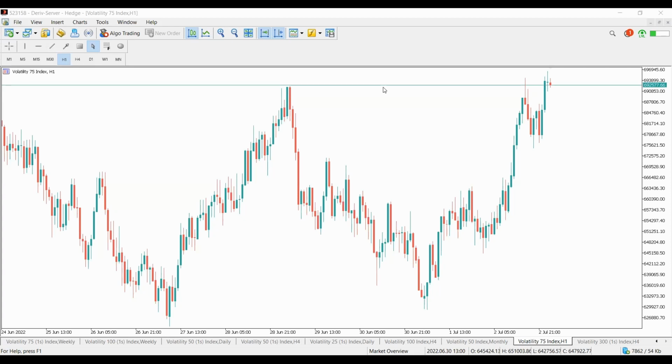Now, if you don't know what the Volatility 75 Index is, it is a synthetic index which runs 24/7. You can also trade it over the weekends.